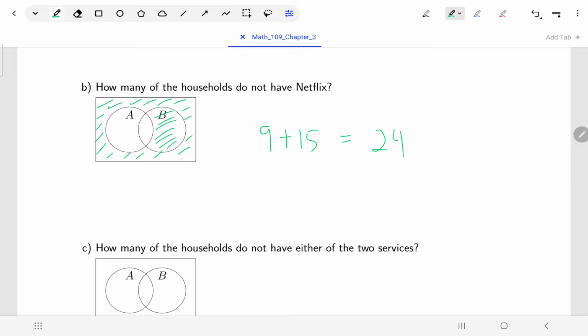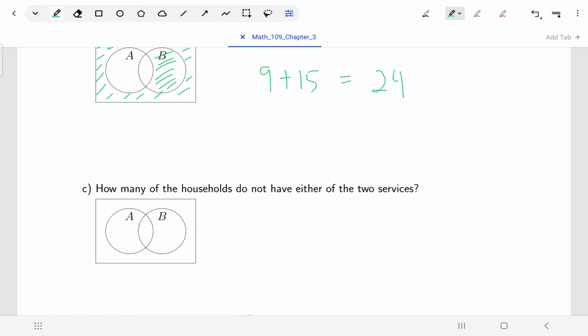If I wanted to do the second part, how many of the households do not have either of the 2 services? So not having Netflix, also not having cable. That would just be the exterior, and we know how many things are in the exterior. There's 15. So 15 houses don't have either of the 2 services.